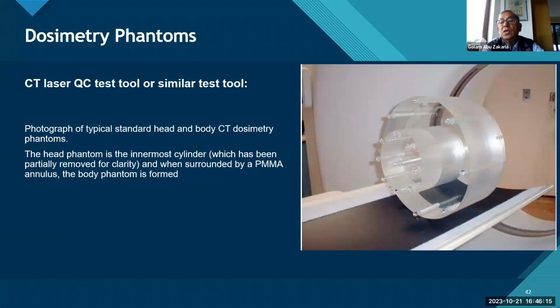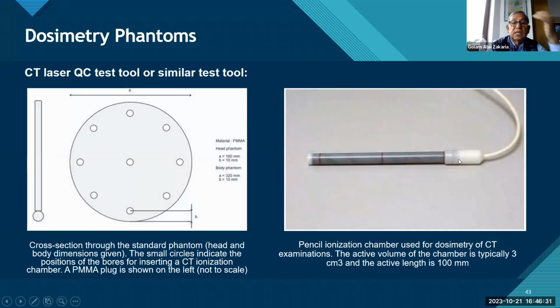You know this dosimetry phantom. There are some holes, and you can do the measurements. Here you see the pencil ionization chamber. It is different from the normal chambers you know from radiotherapy. And with the chamber, you can calculate the CTDI, and of course then the DLP, and the effective dose.